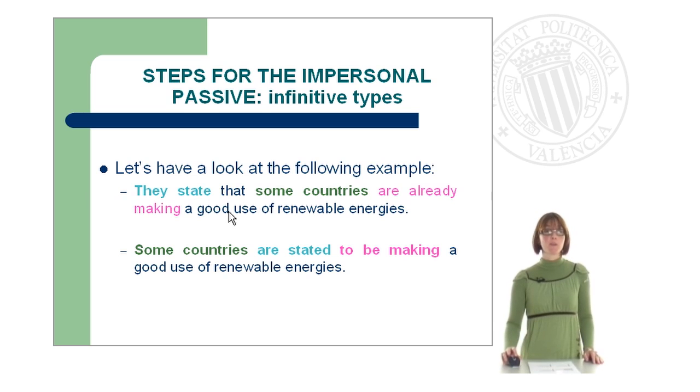So, after the transformation, the resulting impersonal structure would be: some countries are stated to be making a good use of renewable energies. As you can see, the subject of the that clause becomes the subject of this impersonal structure. Then we have the verb to be in the present simple, plus the past participle of the reporting verb. And finally, the verb are already making, which is a present continuous verb tense, is transformed into an infinitive, to be making a good use of renewable energies.